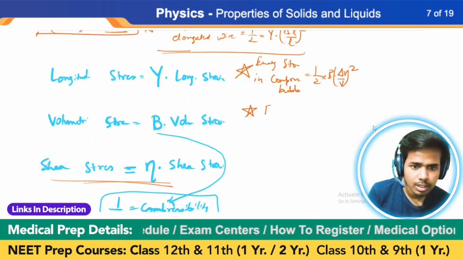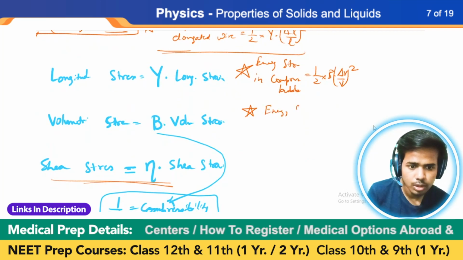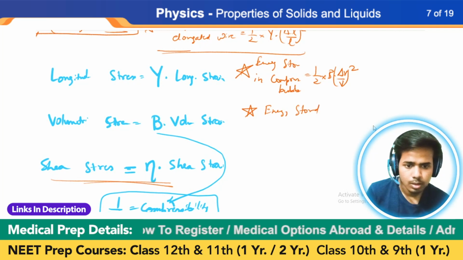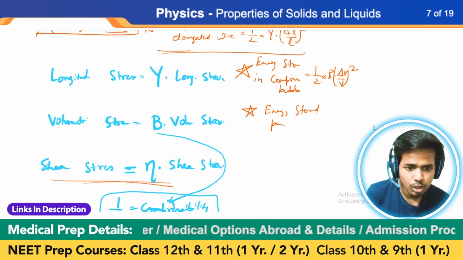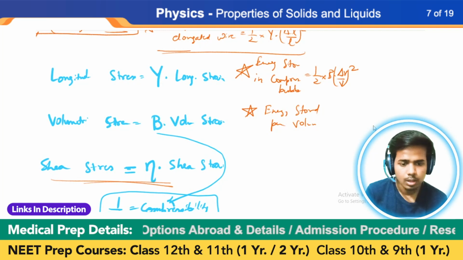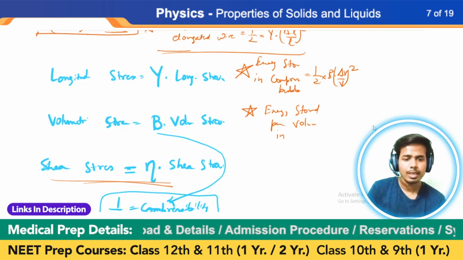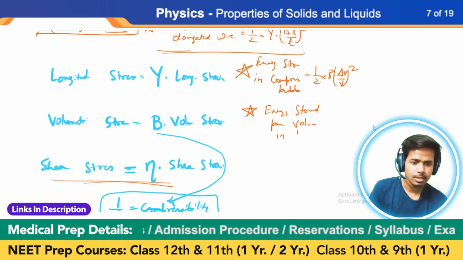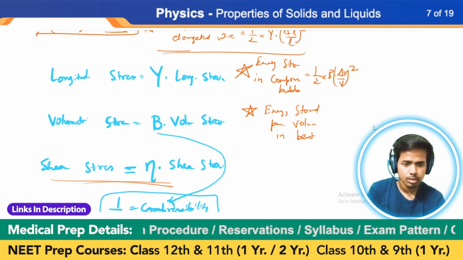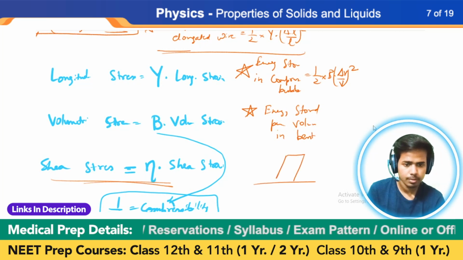In the third case, it will be energy stored per volume in maybe bent bodies, right? This is the case I'm talking about.